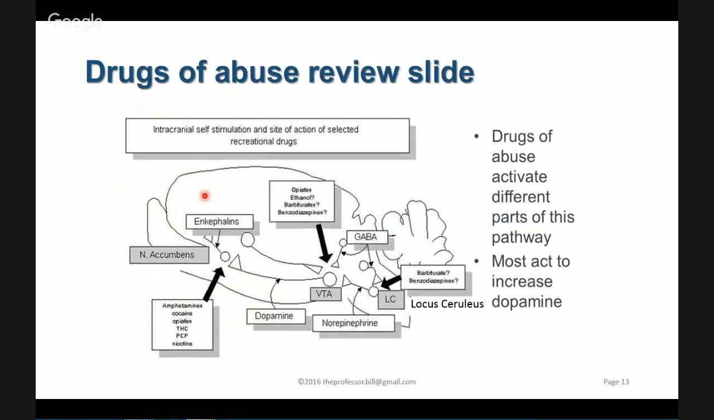Again, I don't need you to memorize this particular diagram. All of these are different drugs of abuse. The VTA, or the ventral tegmental area, is one of those dopaminergic producing groups of neurons, which then send projections out to the nucleus accumbens, as well as throughout the prefrontal cortex. If you take a look, though, do you see anything in common with all of the drugs of abuse?